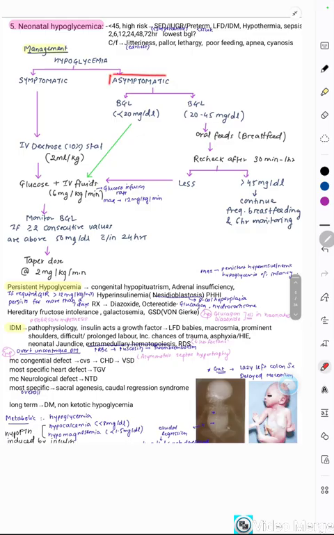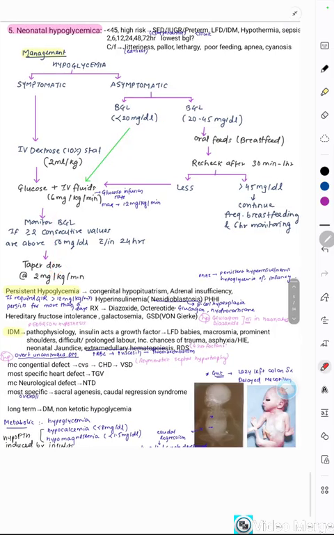If the child is asymptomatic, then monitor the blood glucose levels. If they are less than 20, then start with the glucose infusion. And further, if the blood glucose levels are between 20 to 45 and the child is asymptomatic, then oral feeds or breastfeeding is given and recheck after 30 minutes to 1 hour. If it decreases further, then glucose infusion is given.